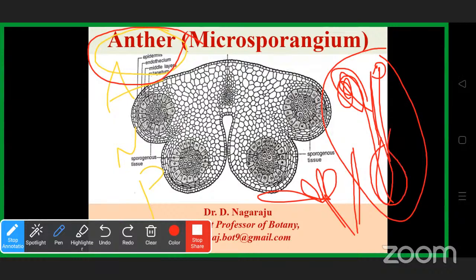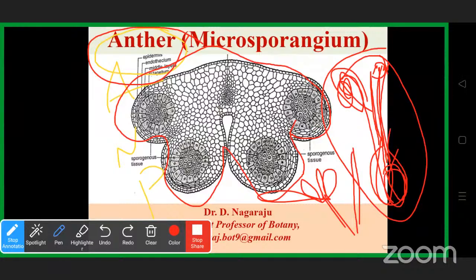The androecium, anther, up to the release of the microspores, that means pollen, will be useful. Whatever pollen is released reaches the stigma of the gynoecium, and through the style, it goes toward the female gamete. That type of fertilization we call siphonogamy.